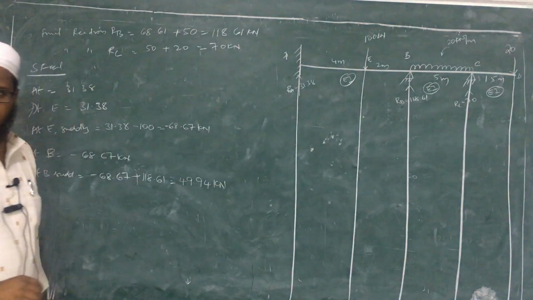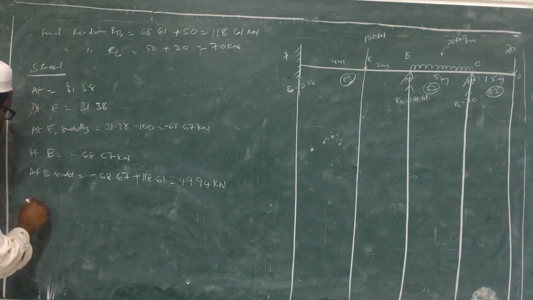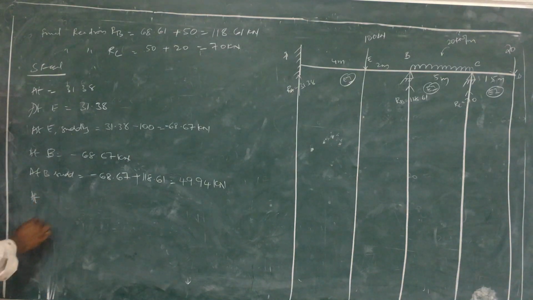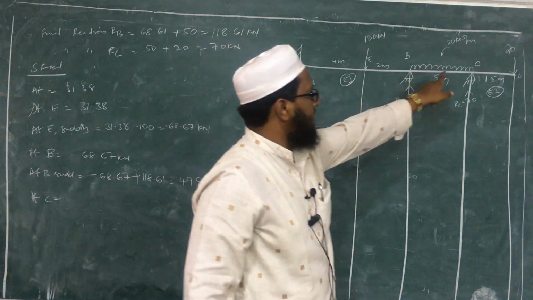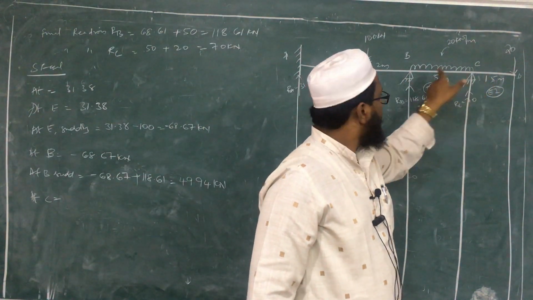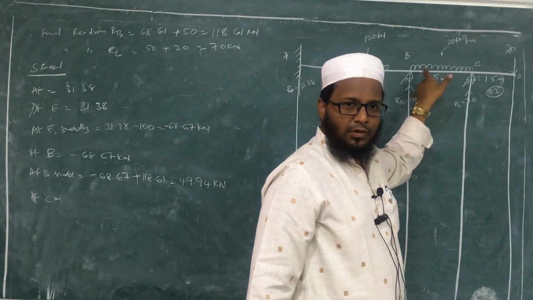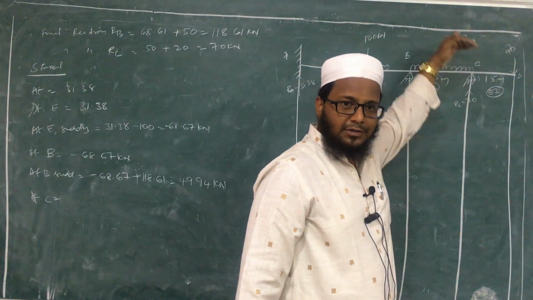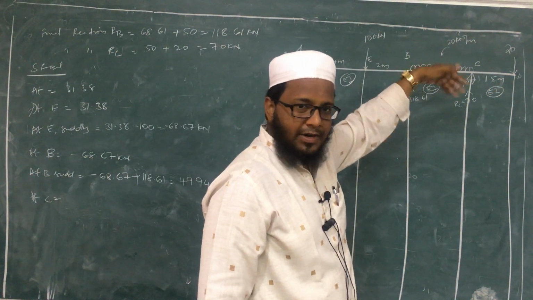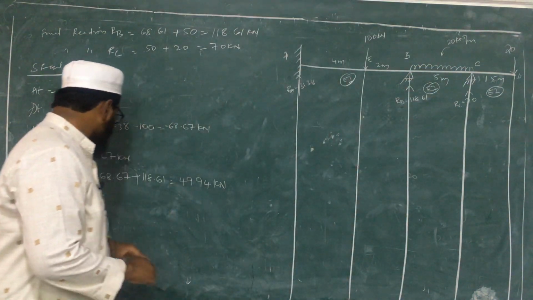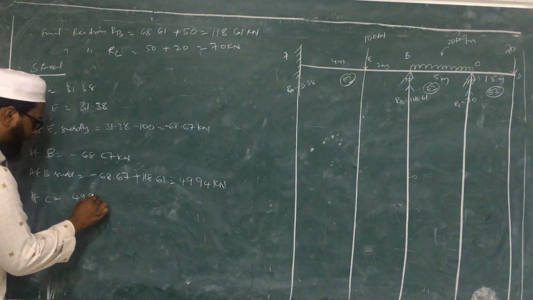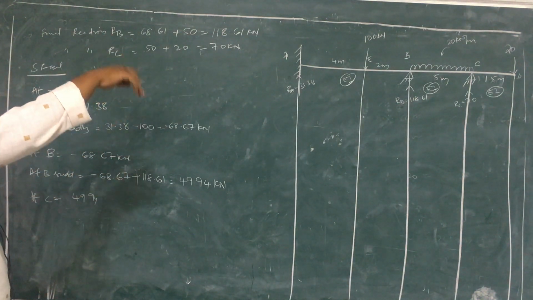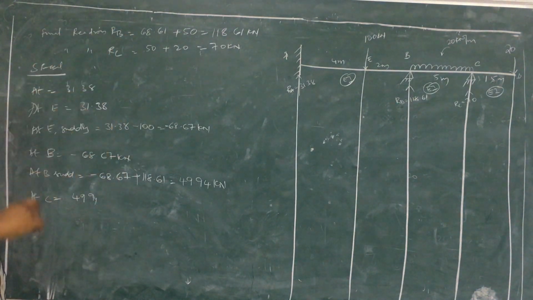49.94 kilonewton. Okay. Next we have at C. Now see here, I am moving from B to C. From B to C, do we have any force? Yes. What is that force? UDL. UDL is going in downward direction. So what is the previous value we have? Plus 49.94, and at C, from B to C, UDL is going in downward direction.